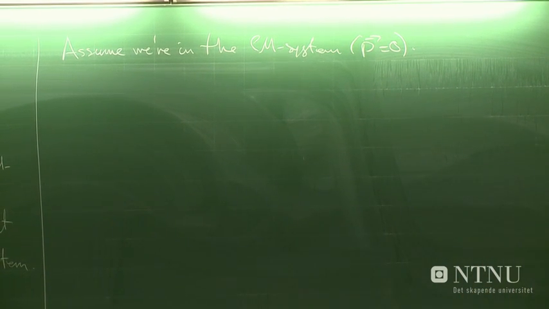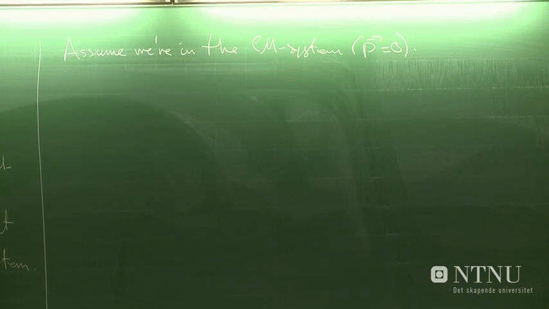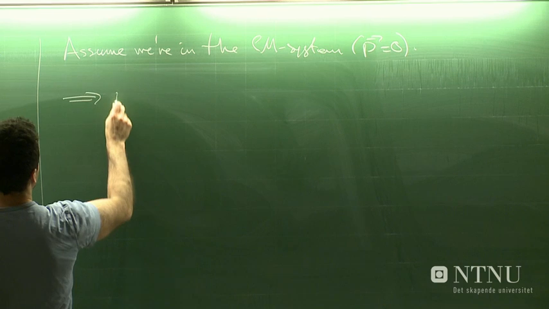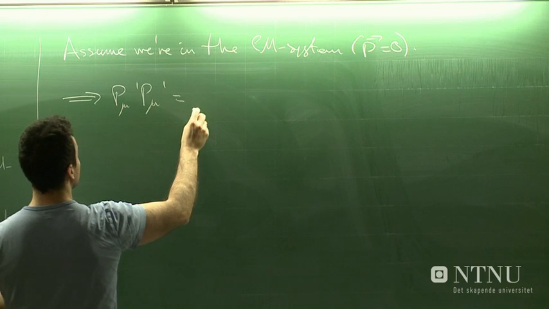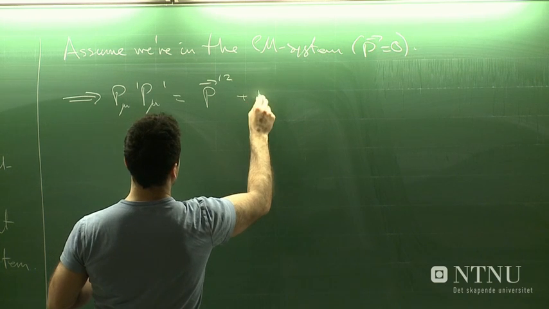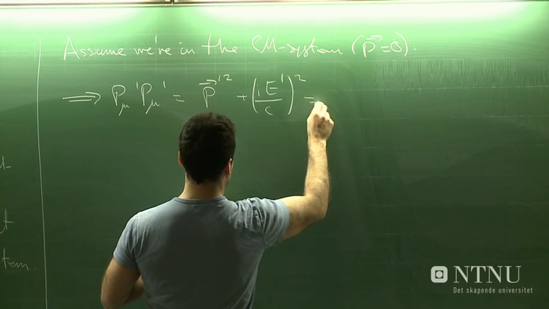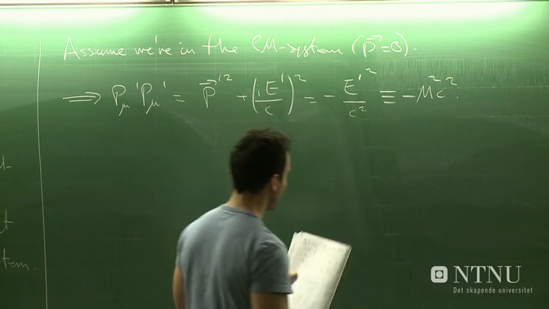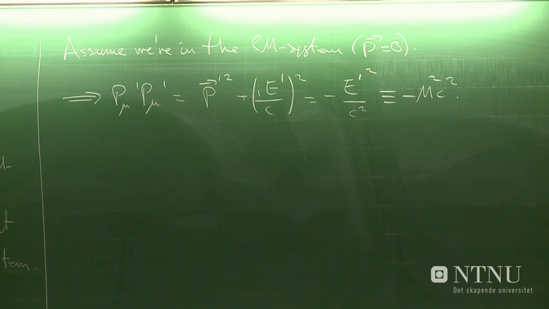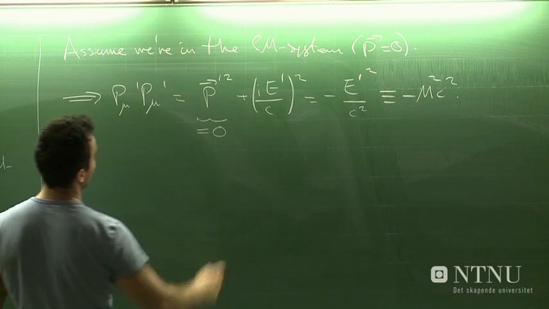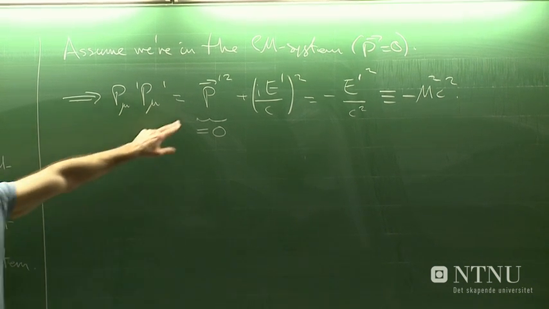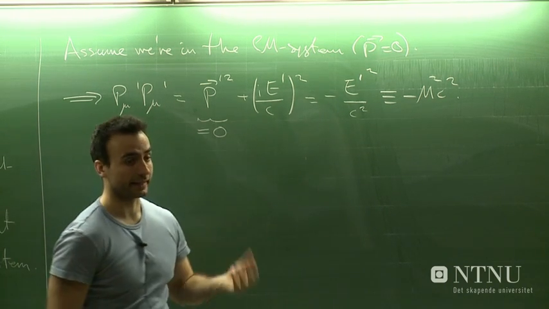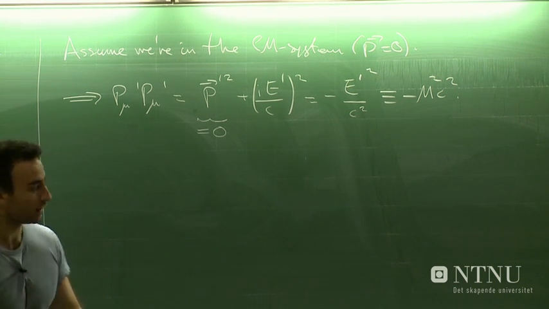Based on our previous experience, we've seen that working in the center of mass system is often very convenient because we lose completely the first 3 components of the four-momentum. So we have the following situation for the center of mass system, where this term here vanishes. So P mu squared in the center of mass system is simply given as the negative of the energy available in the center of mass system squared divided by c squared.